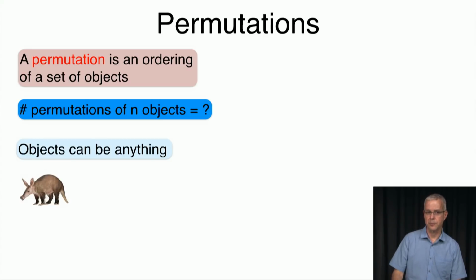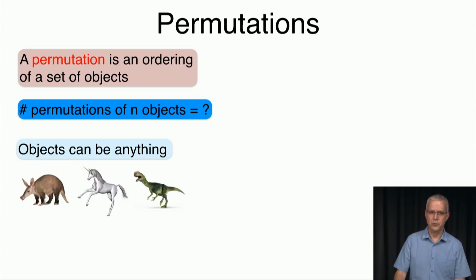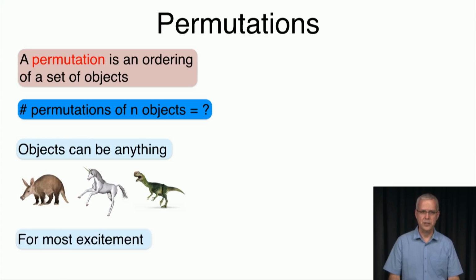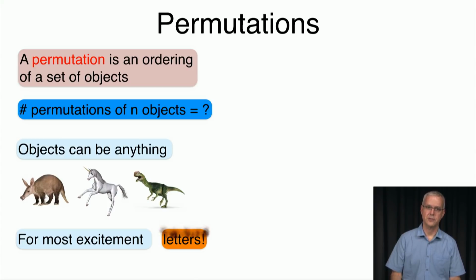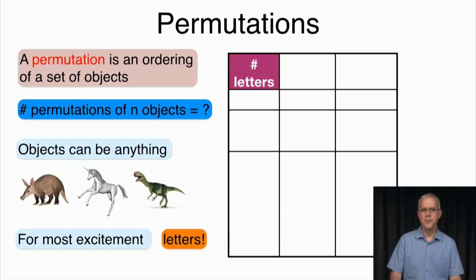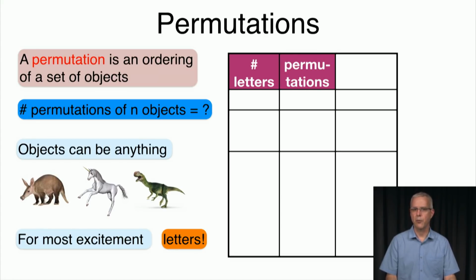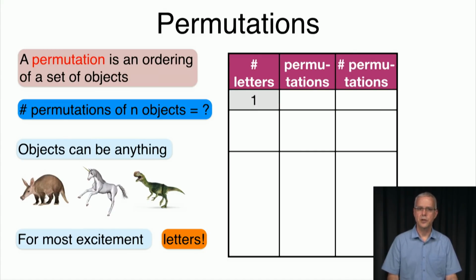So they could be, for example, aardvarks or unicorns or dinosaurs. But to make the talk as exciting as possible, we'll, of course, use letters. Here we'll first look at some small cases. We'll look at what happens when we have a small number of letters. If we have a single letter, let's just call it A, there's only one way to arrange that, so the number of permutations is 1.